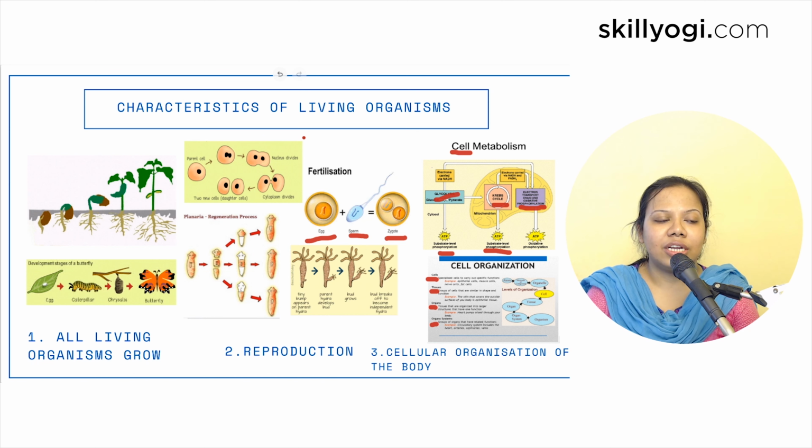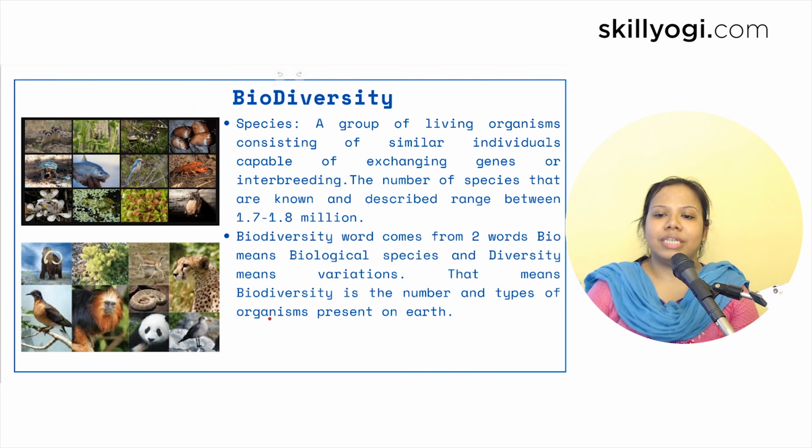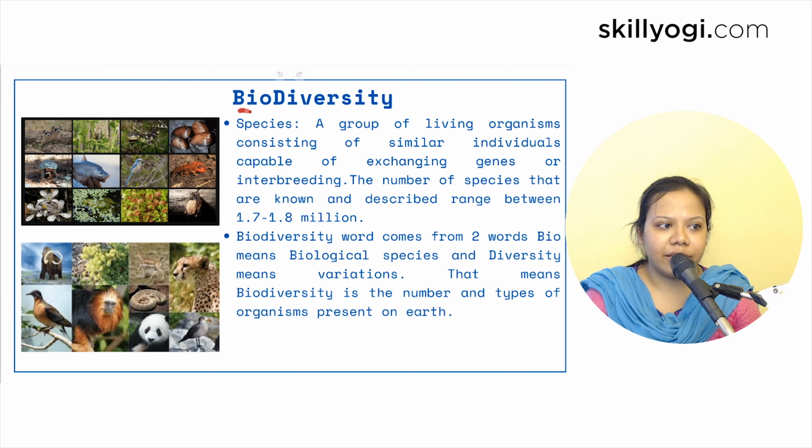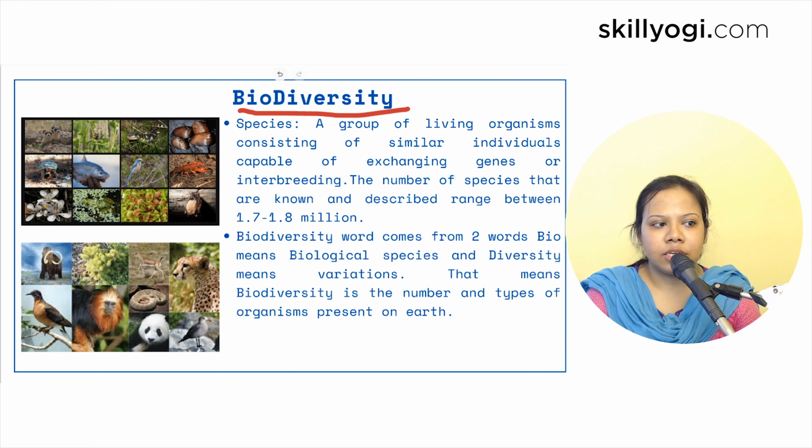So what are the three main characteristics by which we can distinguish living from non-living? Number one is all living organisms can grow. Number two is reproduction, and number three is cellular organization. Now the next topic is biodiversity. Before going to biodiversity, we will discuss what is species. What is species?